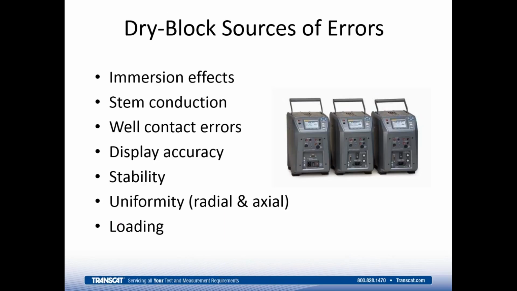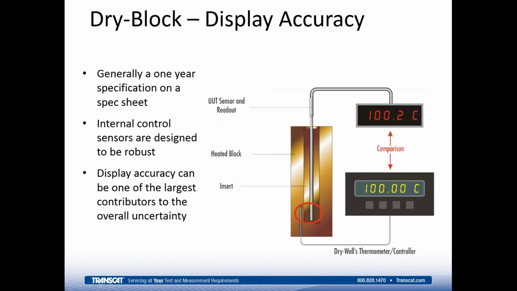So dry blocks are great. They're a very important tool in our calibration toolbox. But it's important to understand that there are certain sources of error that can influence the accuracy of our calibration. So we're going to talk about immersion effects, stem conduction, well contact errors, display accuracy, stability, both radial and axial uniformity, and one called loading, which has to do with how many probes you actually have inside of the dry block. So first off, display accuracy.